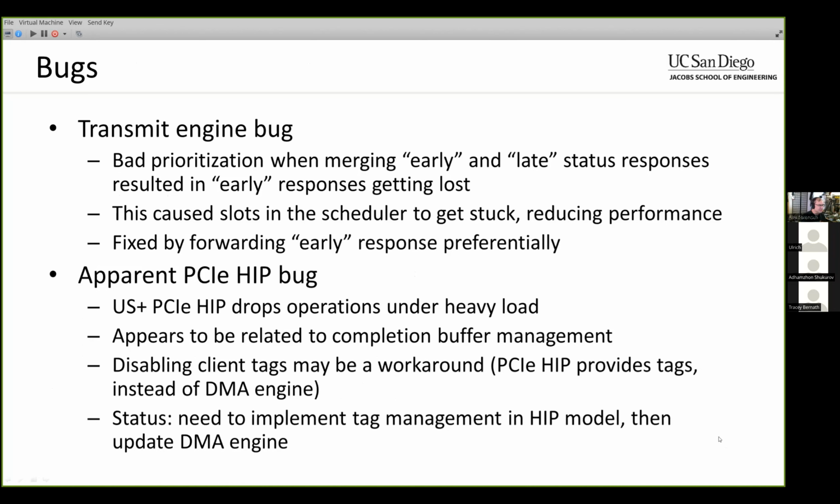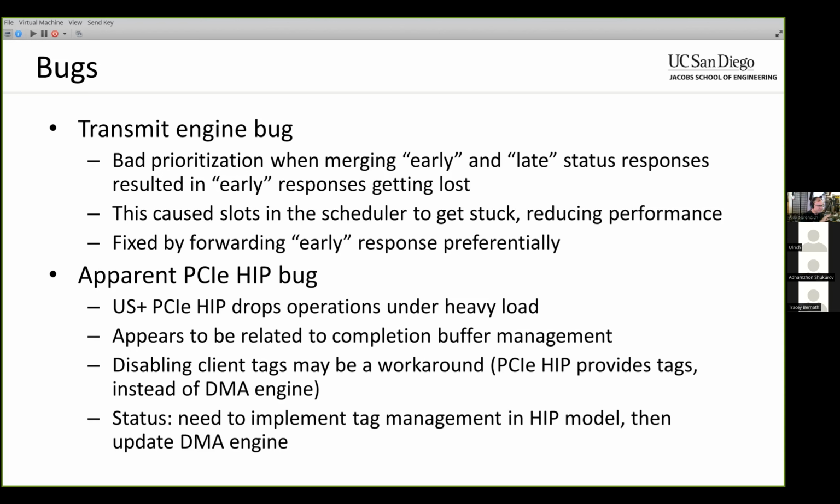So the first bug was a transmit engine problem, and basically there was some bad prioritization where merging early and late request status responses resulted in some of the early responses getting lost. The reason there's two different ones is when a queue operation fails, it doesn't go through the whole process of reading the descriptor and sending the packet. So we want to get that response back to the scheduler as quickly as possible, such that it can reschedule, or I guess in this case deschedule, that queue, and start sending us more, hopefully good, transmit requests.